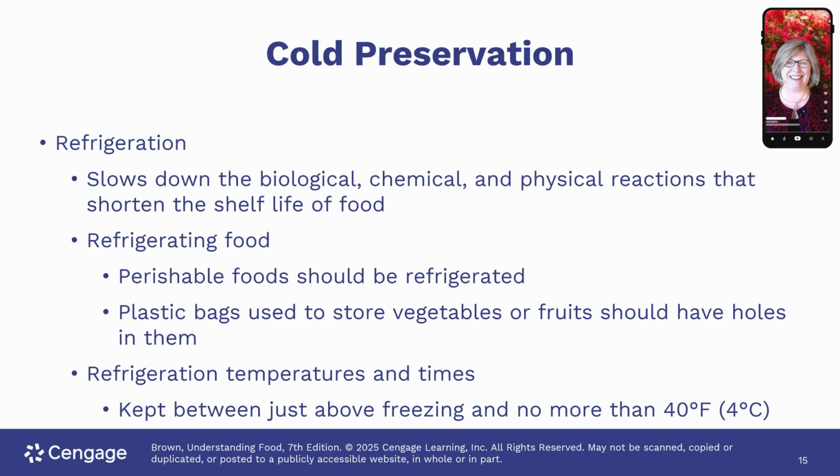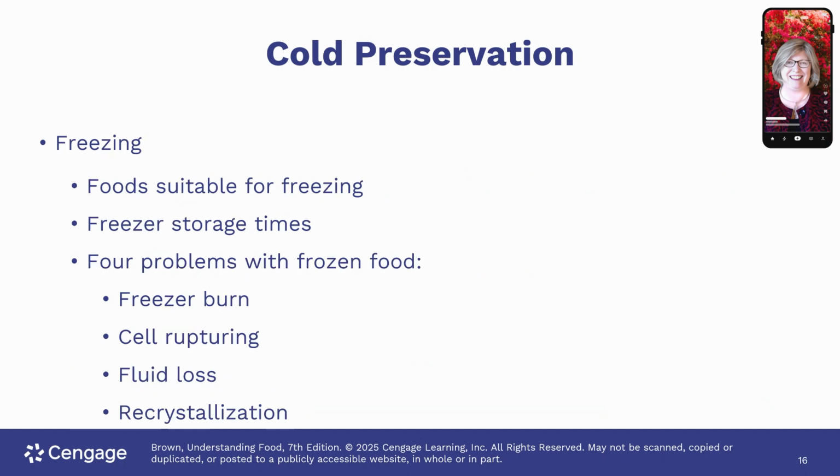Refrigerator temperatures and times are important. So we want to keep the temperature just above freezing, but not more than 40 degrees, because higher than that would be the unsafe zone, the danger zone. And as far as times, that will depend on the food item itself as to how long you can preserve it through refrigeration. Freezing will give you a longer storage time, but not all foods are suitable for freezing.